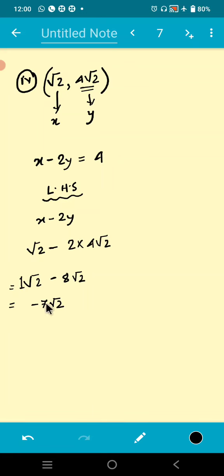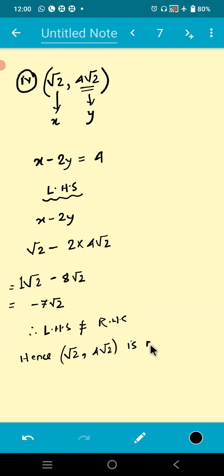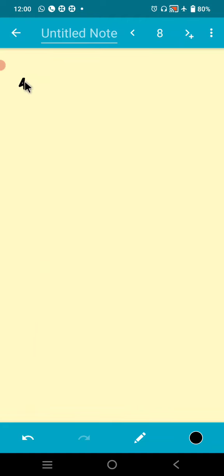Now you see again the answer is not matching. So you will write therefore LHS is not equal to RHS, hence (root 2, 4 root 2) is not the solution. It's not the solution. Simple. Okay. Now the rest of the sums, I'm quite sure that you can all do by yourself. Now let's see the last sum of this exercise, that is question number 4.